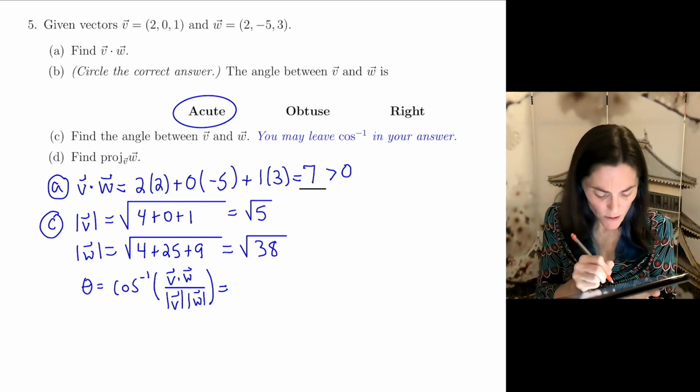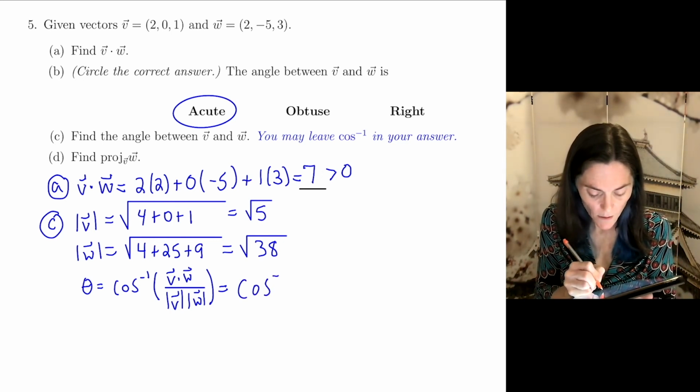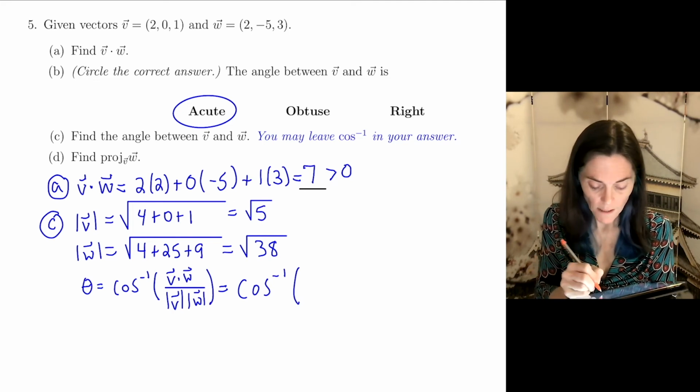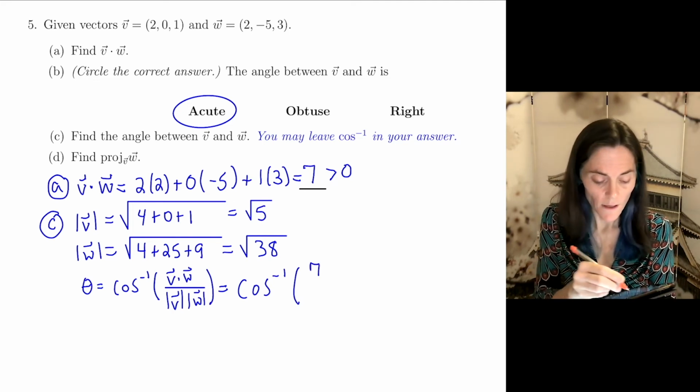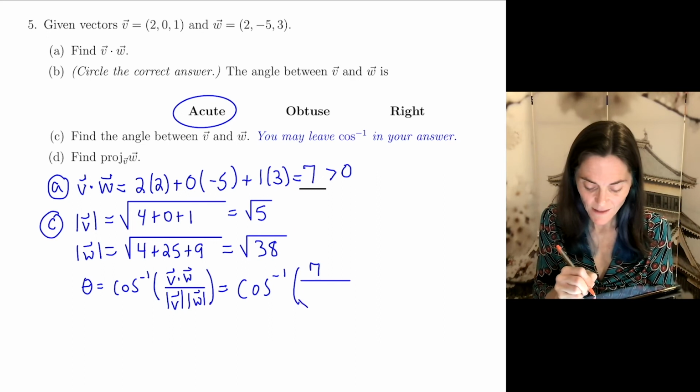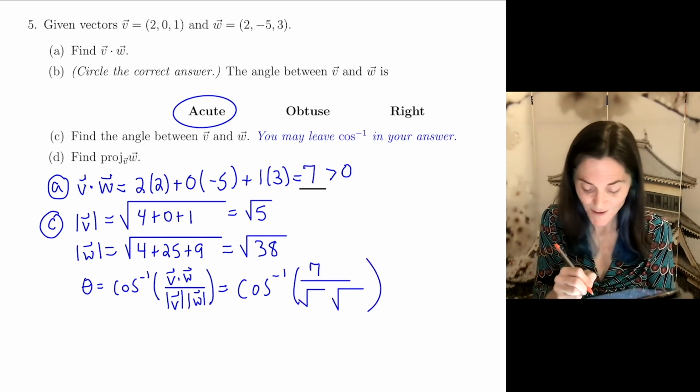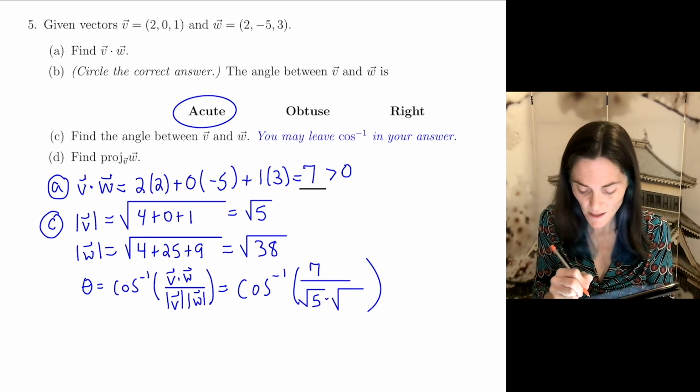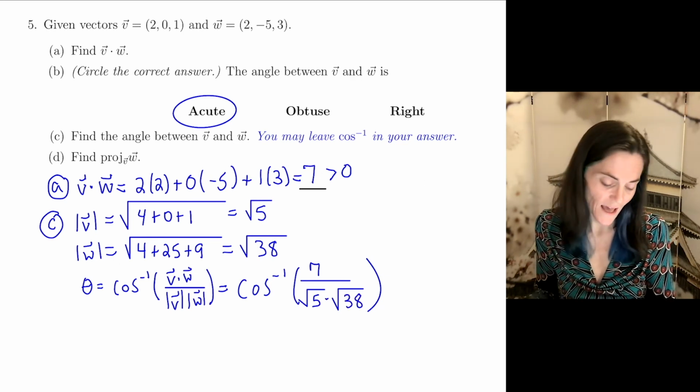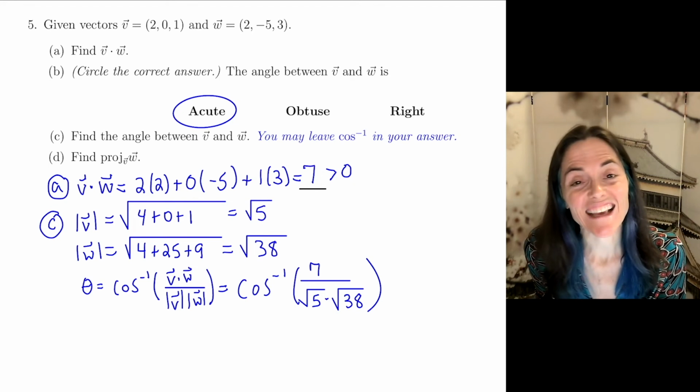So now I'm ready to just write this down. This would be cosine inverse of V dot W, which is 7, divided by length of V times length of W, which would be here, square root of 5 times square root of 38. This is our answer here.